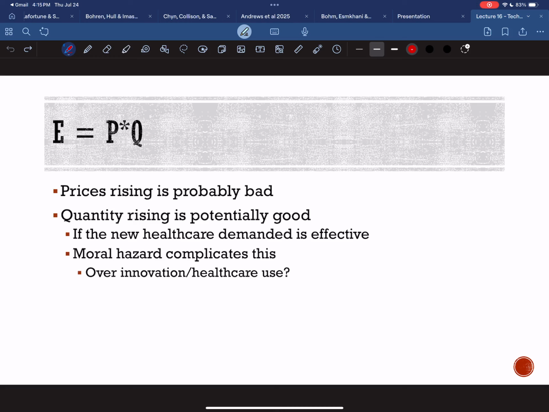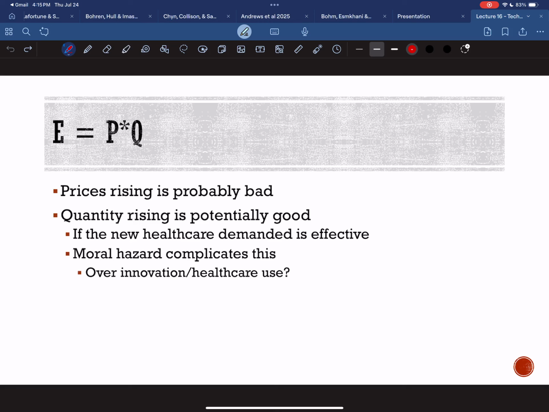Quantity rising could be actively bad, though, if it's being driven by moral hazard, right? So is it possible we're actually over-innovating? Are we getting too much healthcare? You may remember the hospital arms race from the lecture on the hospital industry, where hospitals don't compete on prices because everybody's insured, either explicitly or implicitly. And so the way they compete is by having the best medical services. They may overinvest in medical services to compete with each other because they know the insurance company is going to foot the bill at the end of the day, and so patients aren't price sensitive.